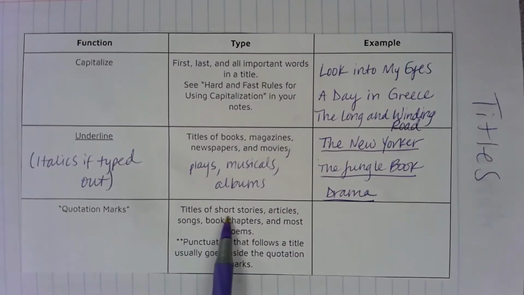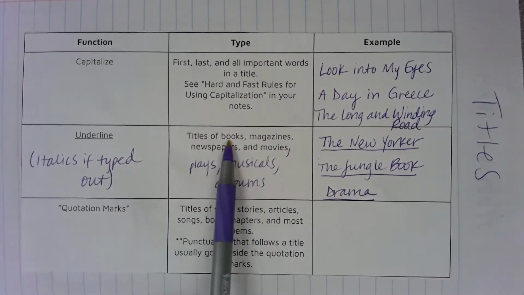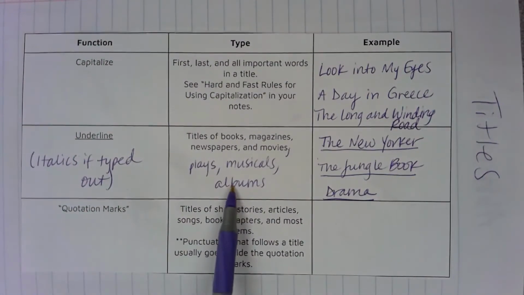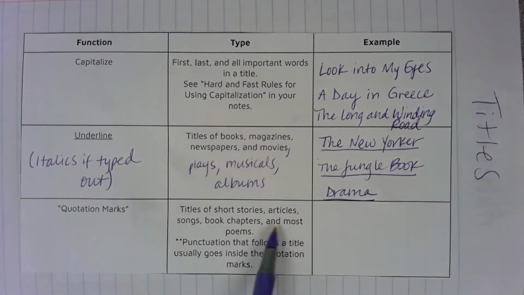So titles of short stories, which can be compiled together into a book, articles in a magazine or newspaper, songs in an album, book chapters in a book, and most poems, because those are oftentimes published in a book, or a smaller part of a book.